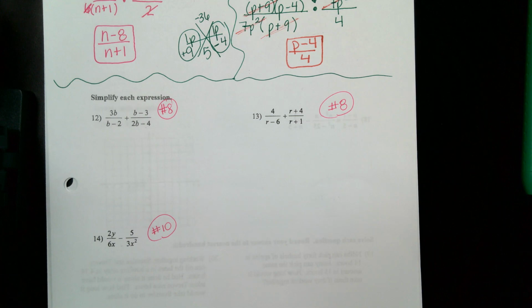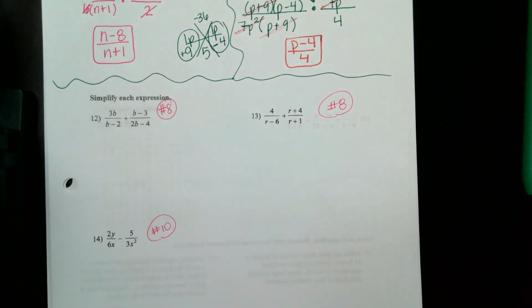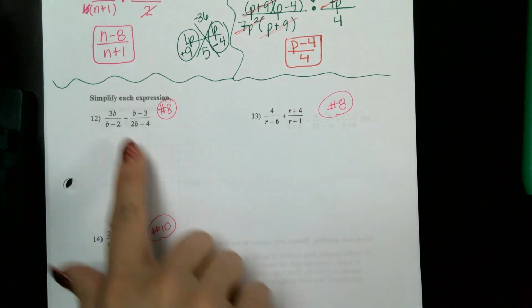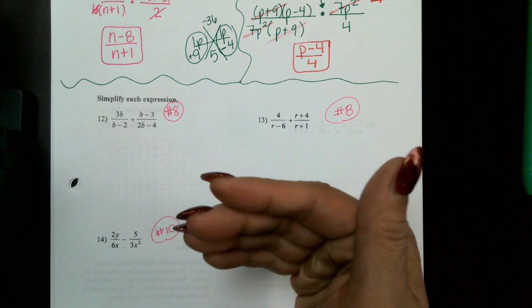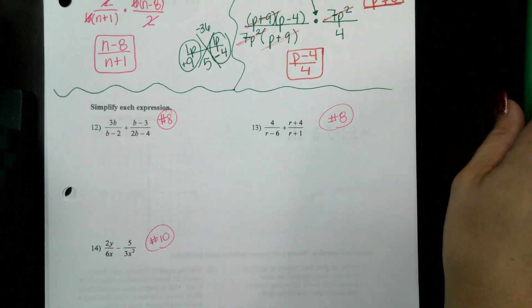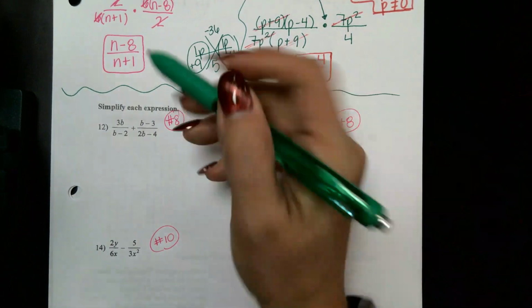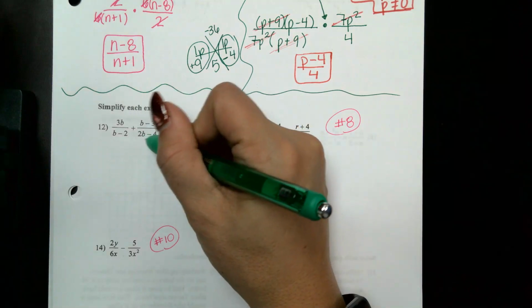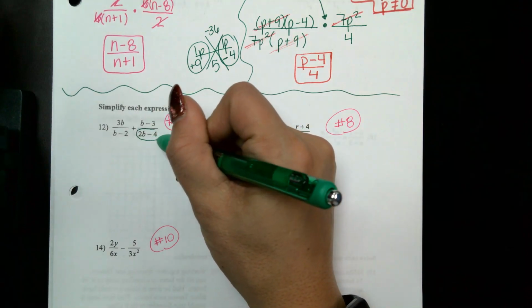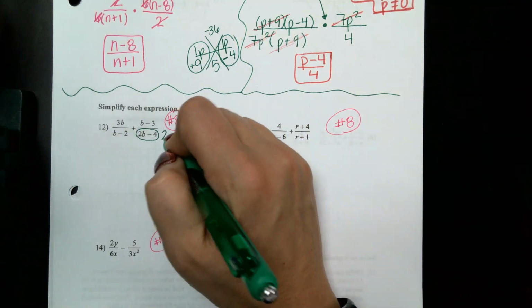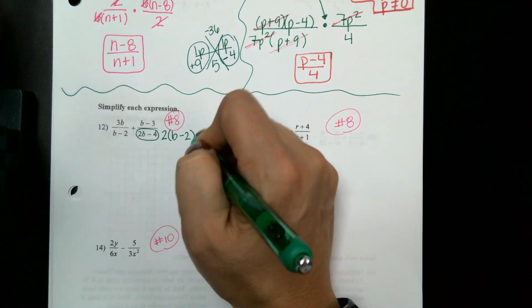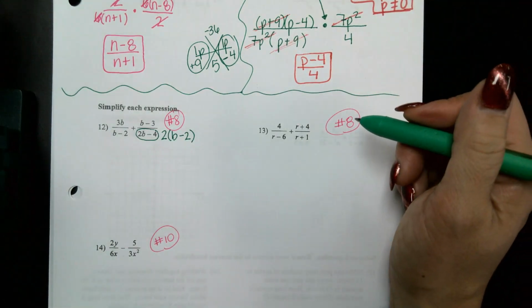All right. I personally think that these are some of the hardest problems because we have to get common denominators, and sometimes the common denominators can be a little tricky. This, I want you guys to look, this denominator right here, couldn't I change that to 2 times b minus 2? Like, couldn't I factor out a 2 and do GCF?